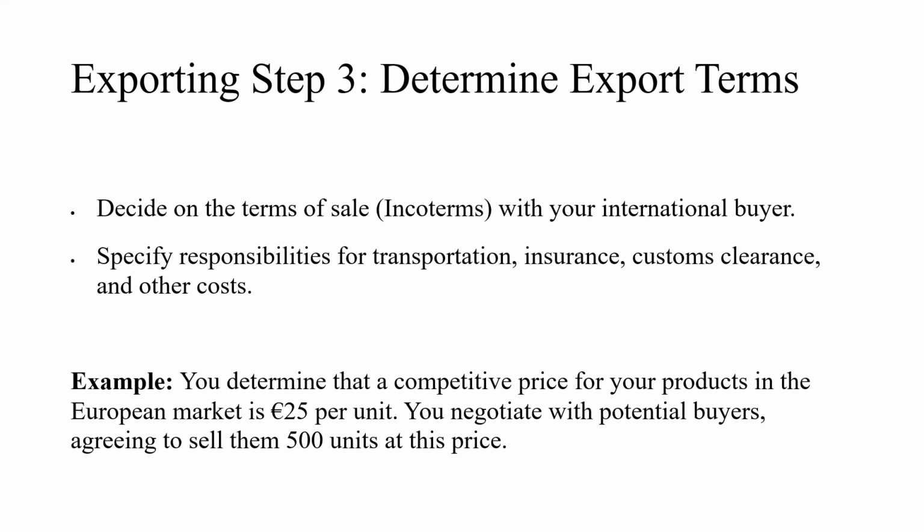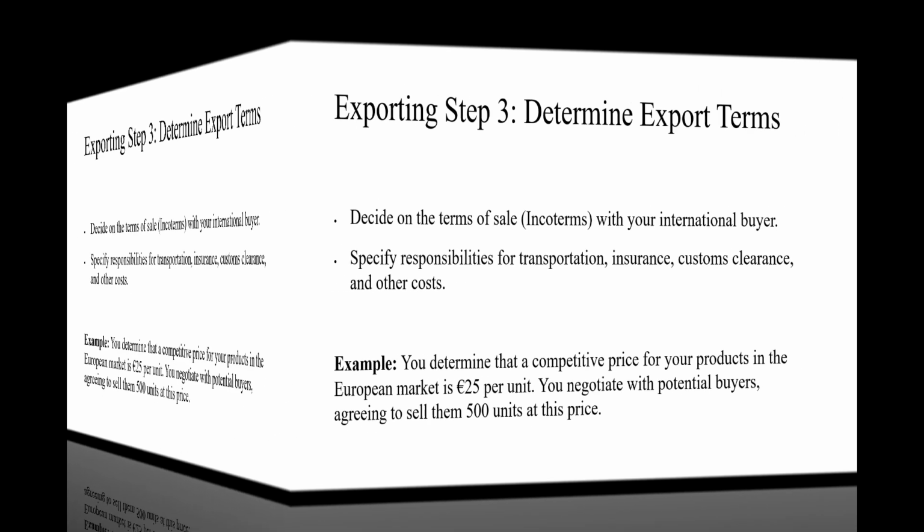Exporting Step 3, determine export terms. Decide on the terms of sale, Incoterms, with your international buyer. Specify responsibilities for transportation, insurance, customs clearance, and other costs. Example, you determine that a competitive price for your products in the European market is €25 per unit. You negotiate with potential buyers, agreeing to sell them 500 units at this price.